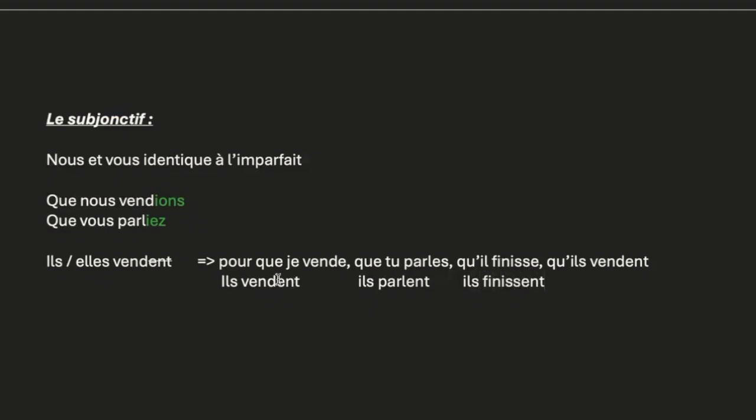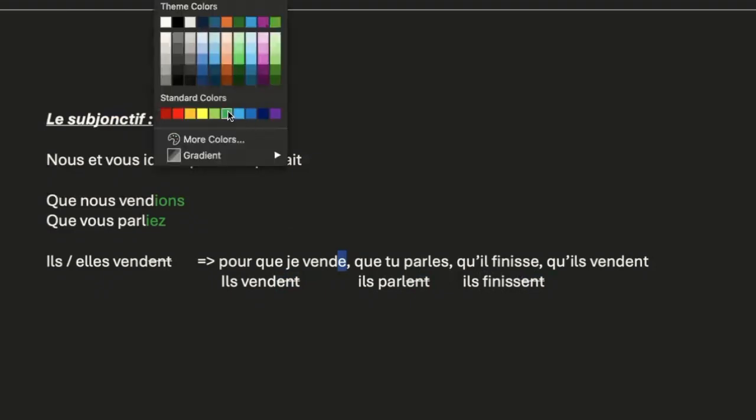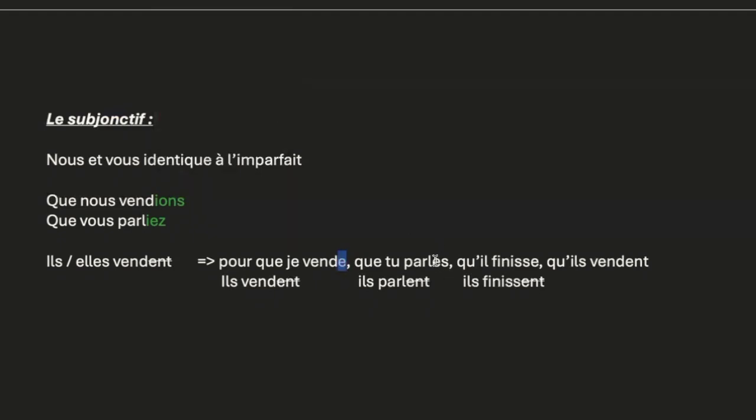So what do I do? I drop the ENT, because that's my present, keep the stem, and then I add the endings of the present, which are E, ES, E, and ENT. I can put that in green. Not green, because we're going to think it's an imparfait. So E, ES, E, and then ENT.